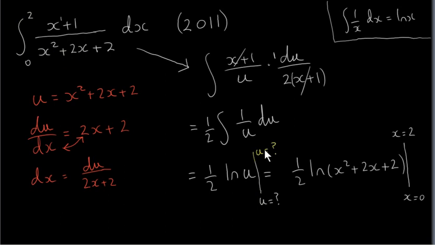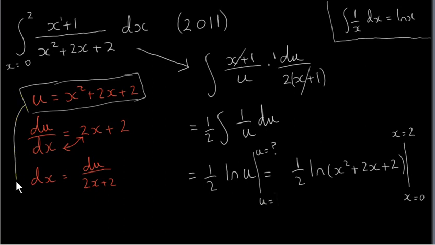We can work out these limits by going back to this here, u equals x squared plus 2x plus 2, and letting x equal 0 to find the corresponding u value. That'll give us the lower limit here. So if we let x equal 0 in this, we get u equals 0 squared plus 2 times 0 plus 2, and that gives us 2. So the lower limit x equals 0 corresponds to the lower limit u equals 2.